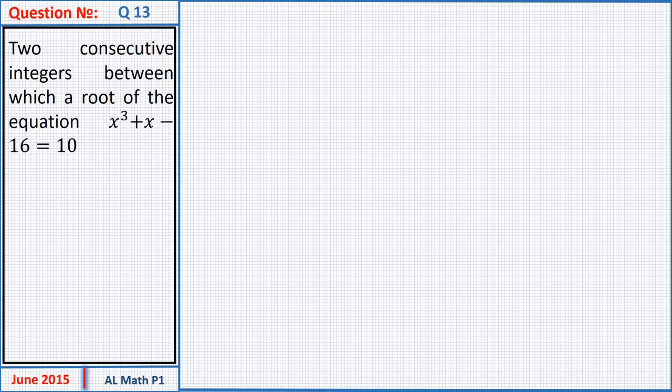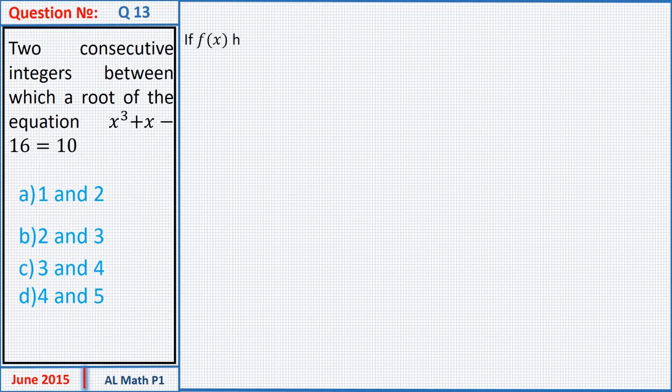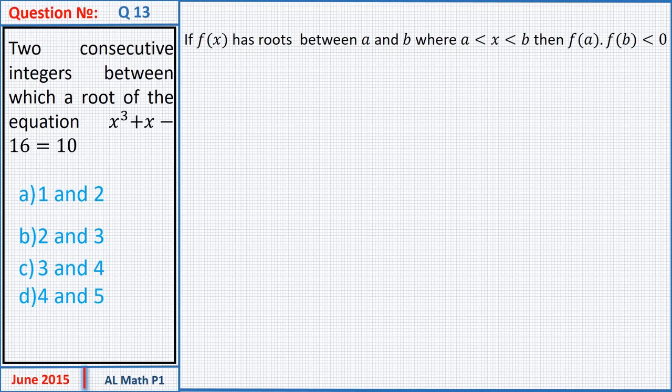Question 13. Question 13 says two consecutive integers between which a root of the equation x cubed plus x minus 16 equals 10 lies. They have given us different answers here, and they're asking for which two integers this function has a root. So if f of x has a root between a and b, where a is less than x less than b, then f of a times f of b will be less than what? Less than 0.